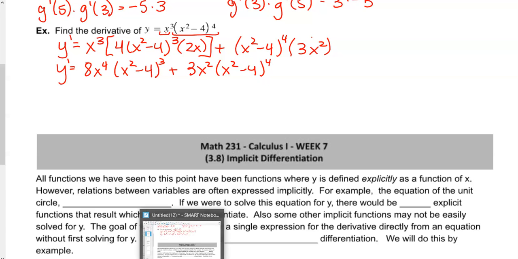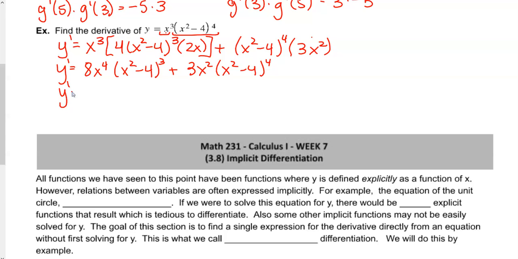Now, this is somewhat simplified, but I do have some common terms here that I can factor out. So if you are able to factor some things out, please do so. Notice with my 8 and my 3, nothing in common to factor out. But with an x to the 4th and an x squared, I definitely can take the lower power. So I'm going to factor out an x squared. And then I have an expression in common as well. So I'm going to take out the lowest power of that between the 3 and the 4, which is that cube. So I'm going to take that out.